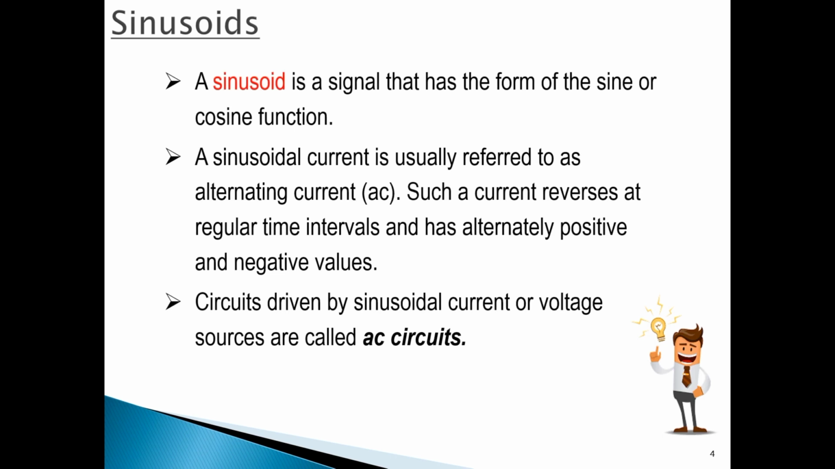Now let's define what a sinusoid is. A sinusoid is a signal that has the form of the sine or cosine function. A sinusoidal current is usually referred to as alternating current or AC. Such a current reverses at regular time intervals and has alternately positive and negative values. Circuits driven by sinusoidal current or voltage sources are called AC circuits.